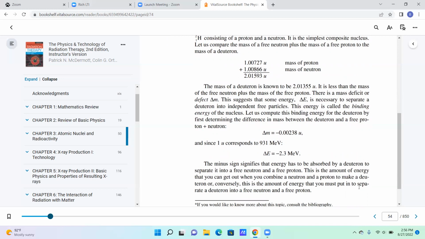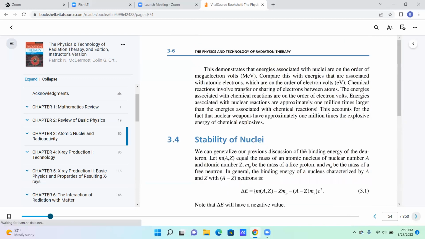And this is the amount of energy that you can get out when you combine a neutron and a proton to make a deuteron, or conversely, the amount of energy that you must put in to separate those two. And this demonstrates that energies associated with nuclei are on the order of mega electron volts, or MeV. You can compare this with energies associated with atomic electrons, which are on the order of eV.